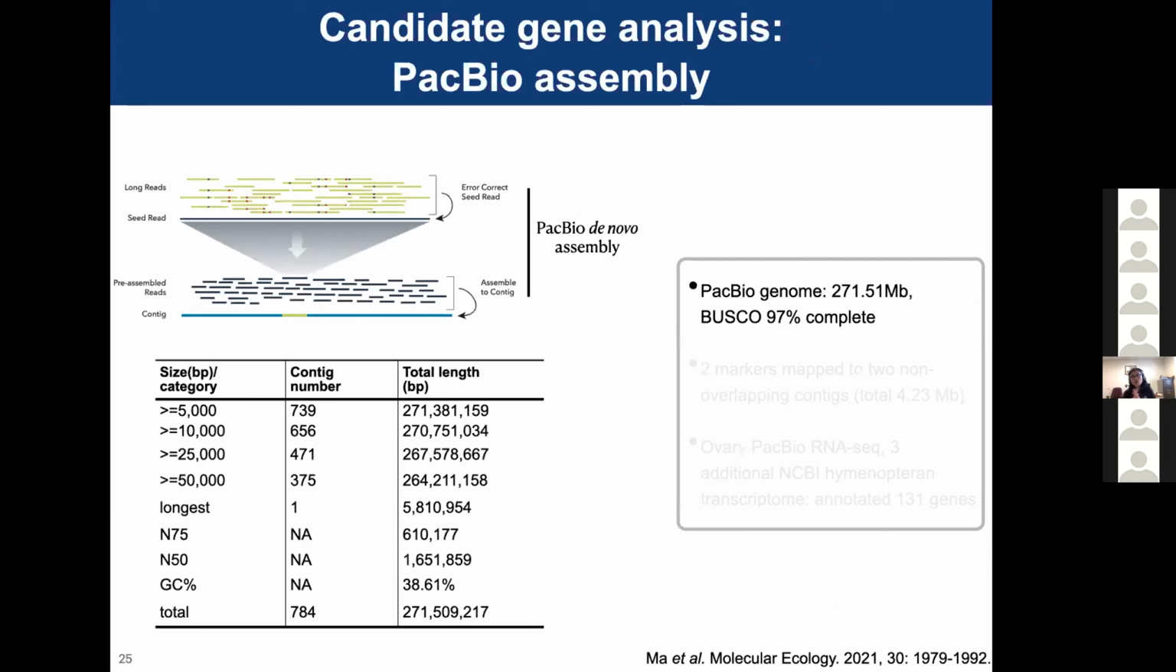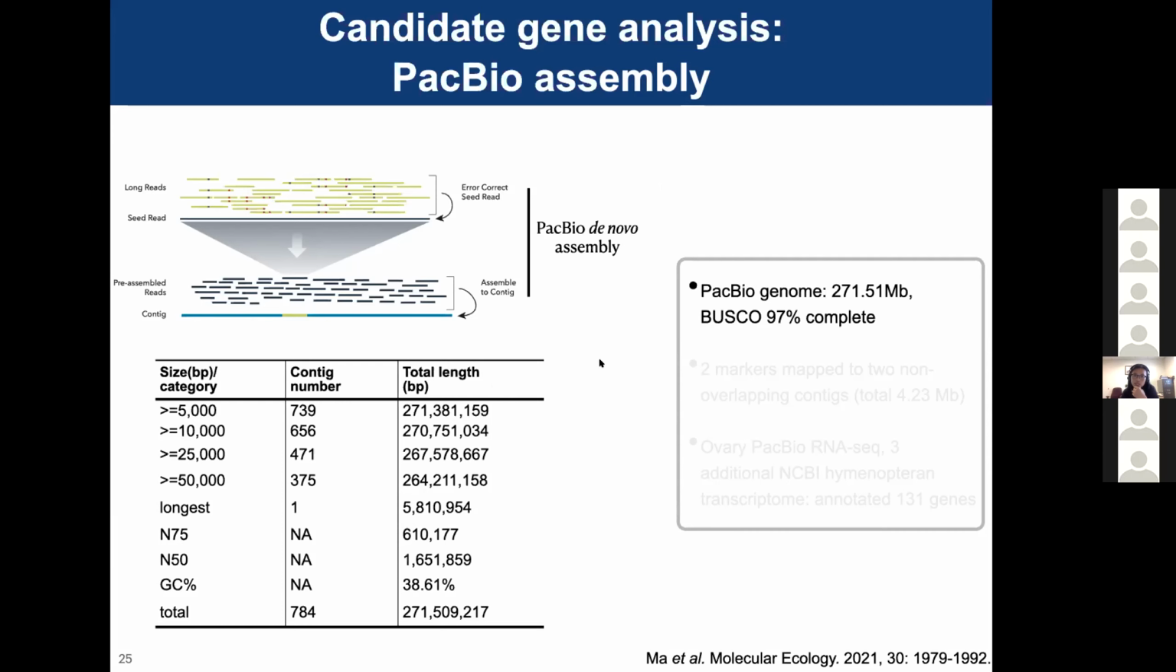Furthermore, we want to understand what these regions underlying the QTL are and the possible genes involved. So we then did a candidate gene analysis. In this case, we did a PacBio de novo genome assembly. Here are some stats for the genome assembly. The BUSCO score shows a rather complete genome, which is quite good, not compared with others, but at least within this Hymenoptera insect species.